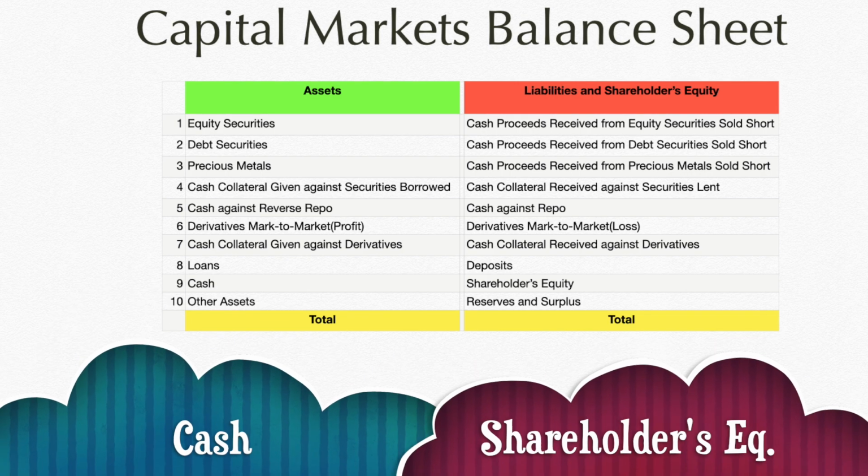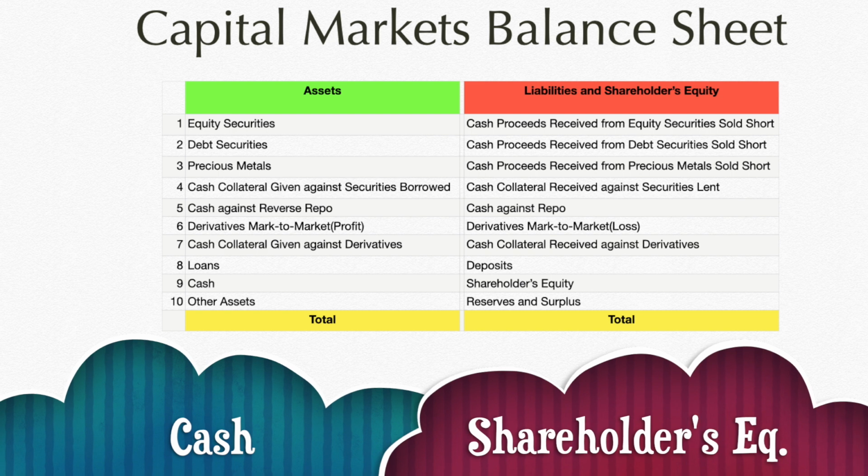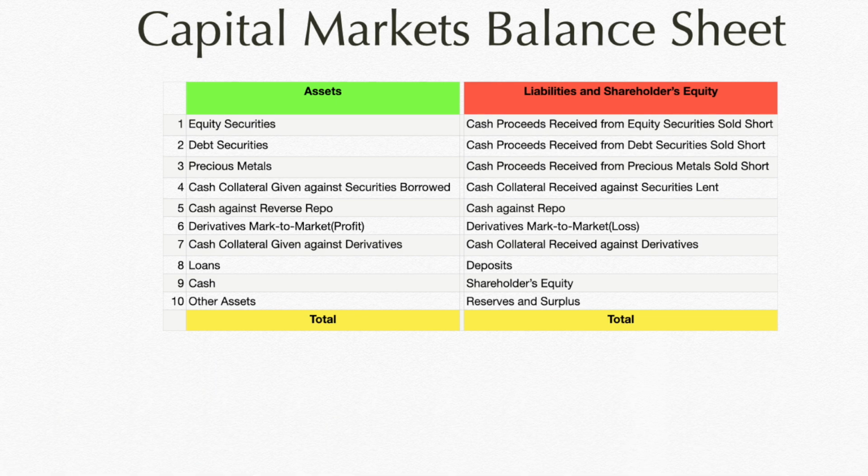I would like to start with number 9, which is kind of self-explanatory. Shareholders buy the shares of the bank. That is how the bank gets its initial capital. It shows up as shareholders' equity on the right side of the balance sheet. Cash received in this process shows up as an asset.